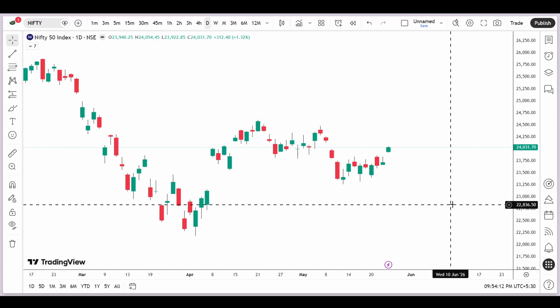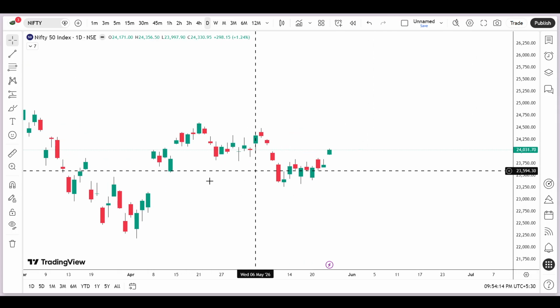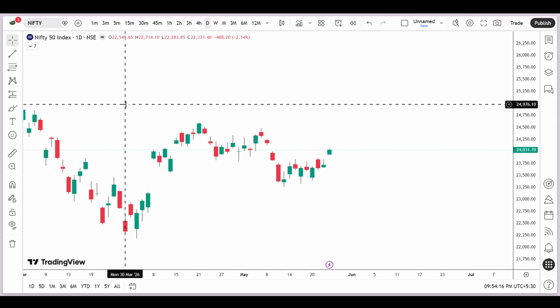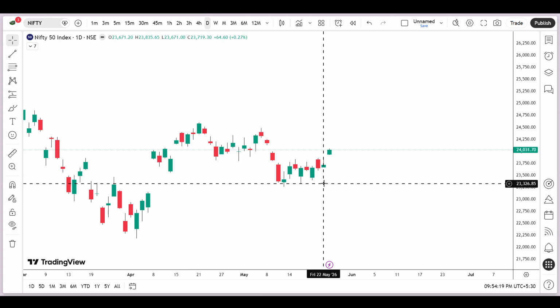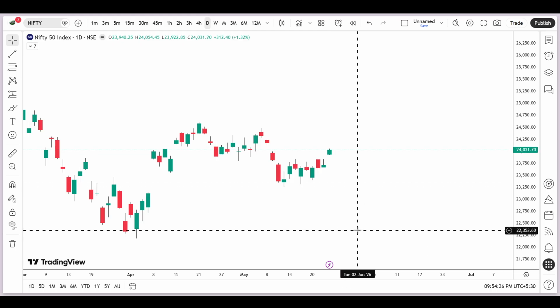Okay, now what I have changed here: I'll mark yesterday's high and low. If you see weekly, I'll mark last week's high and low. Here also, what I'm trying to do is mark last week's high and low, and based on that I'll take entry on the intraday.